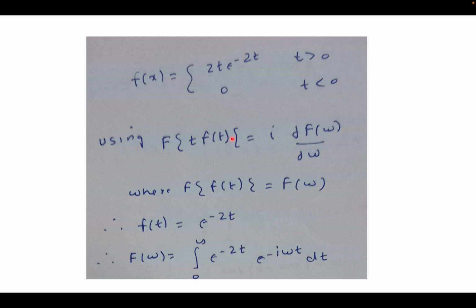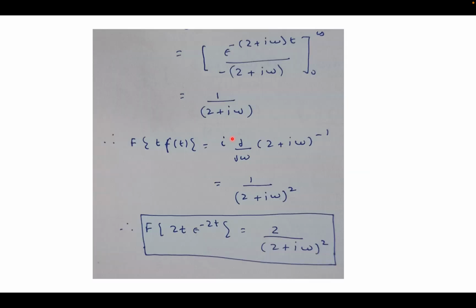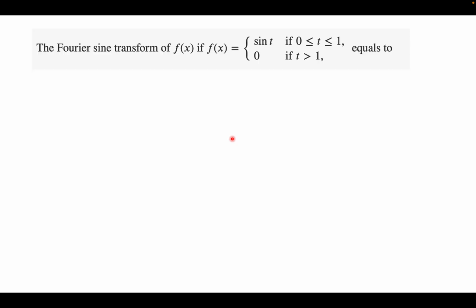Okay, then let's move on to question number 2. The question number 2 is: the Fourier sine transform of the function f(x), if f(x) is given by the following function. f(x) is sin t if t lies between 0 and 1, and f(x) is 0 if t is greater than 1. So the question is saying that you need to find the Fourier sine transform, right? So you already know what the Fourier sine transform is.